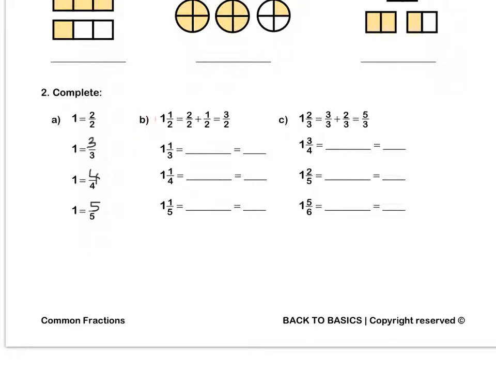Let's look at B. 1 1/2. 1 whole is 2 halves, plus the other half gives us 3 halves. We have written our mixed number as an improper fraction. Let's look at C. We are working with thirds, so 1 whole is equal to 3 thirds, plus 2 thirds gives us 5 thirds as an improper fraction. Pause this video to complete question 2.